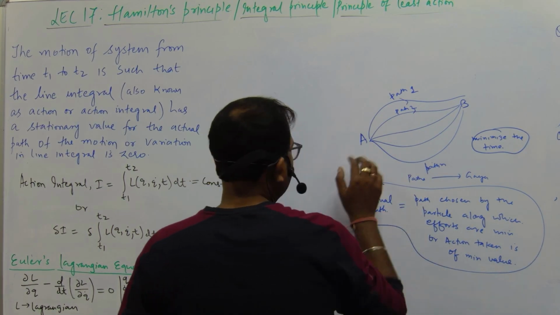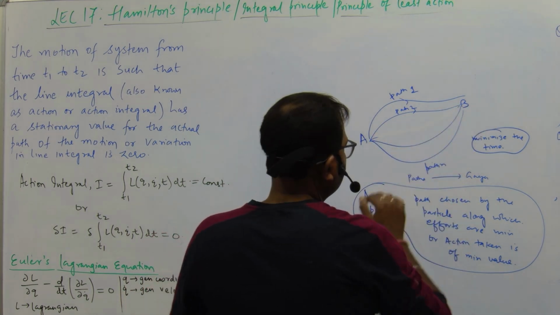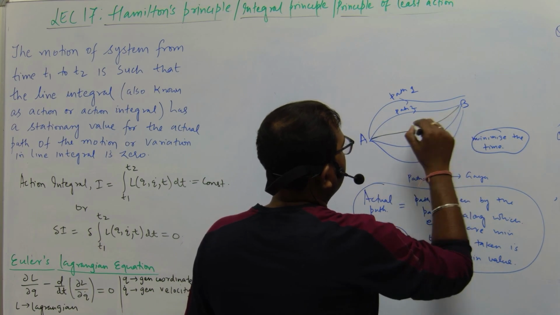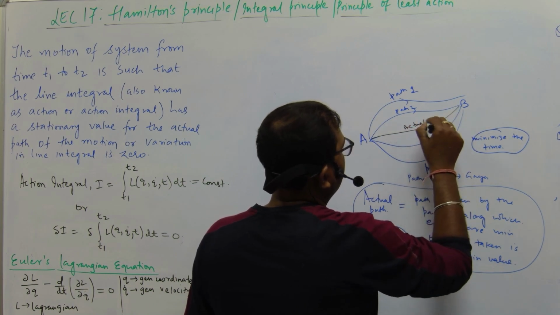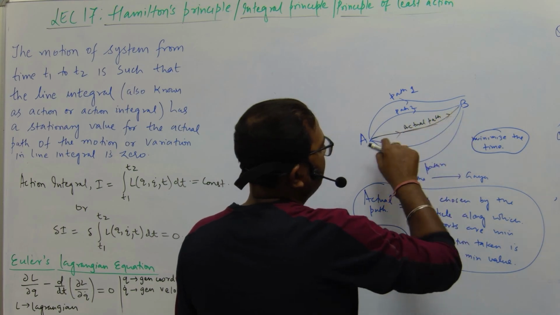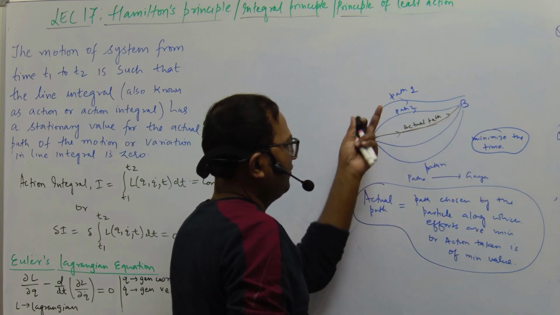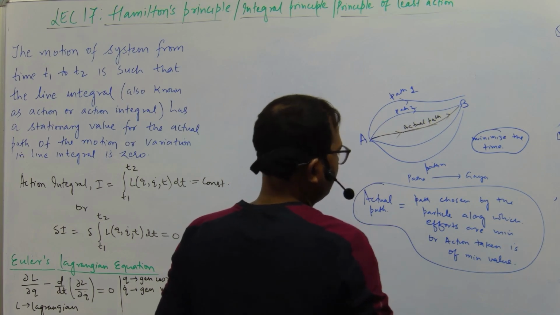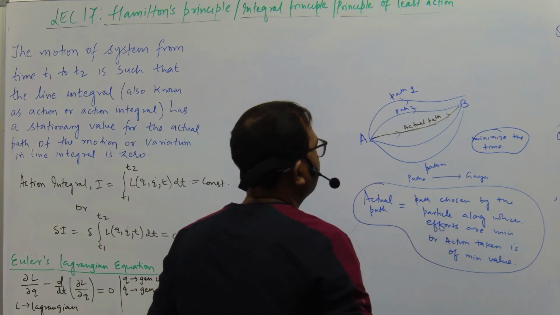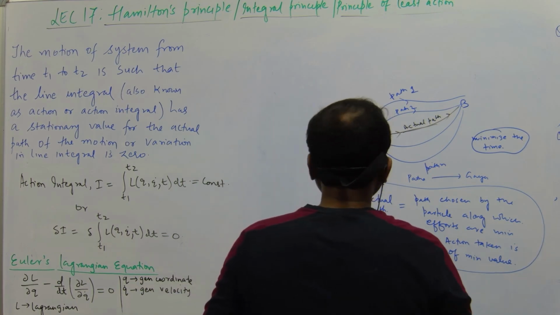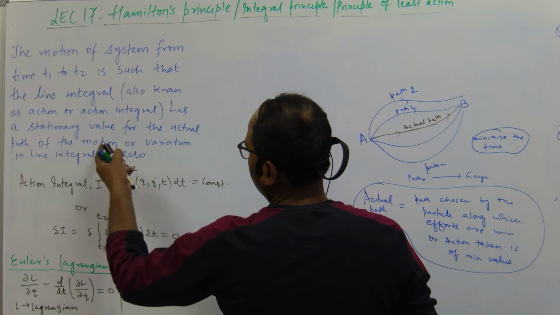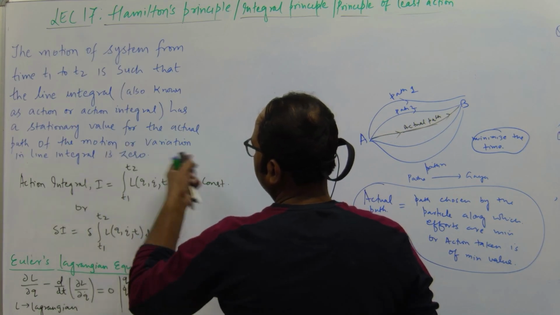So let us take this path as the actual path. Along this path, the efforts are minimum. We have assumed this. The actual path is the path chosen by the particle along which the efforts are minimum. So it has a stationary value for the path of the motion, or variation of the line integral is 0.